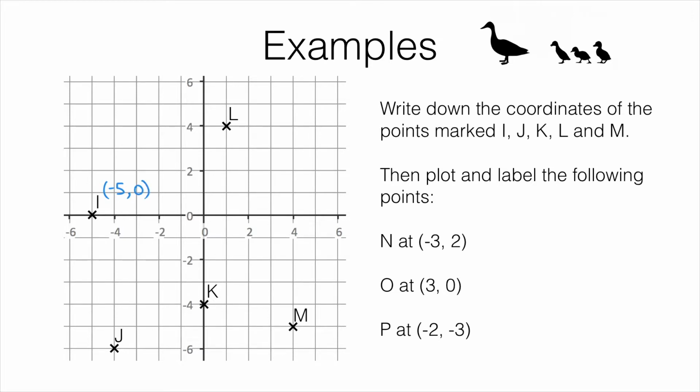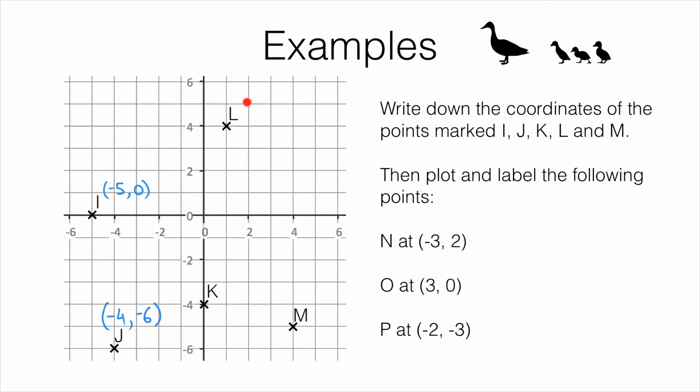Let's have a look at J. Starting from the origin, we need to go 1, 2, 3, 4 squares to the left, and then 6 squares down. Now, 4 squares to the left takes us to -4 on the x-axis. So that would be our x-coordinate. 6 squares down takes us to -6. So the coordinates of that point are -4, -6. The negative numbers indicate that from the origin we have gone to the left and then down.